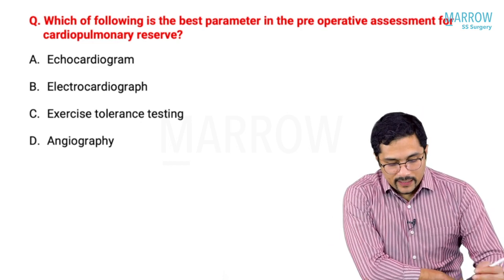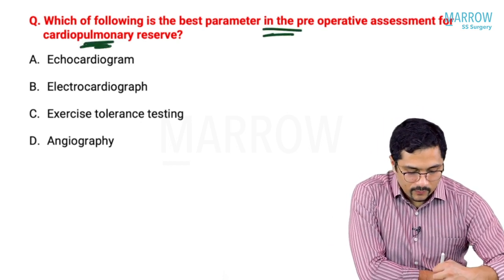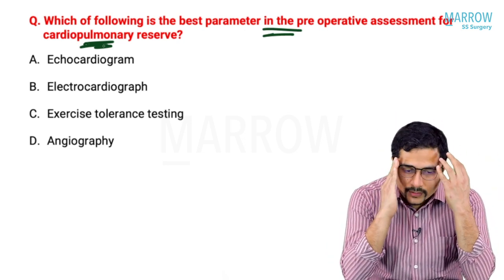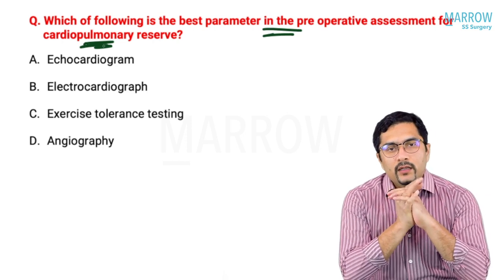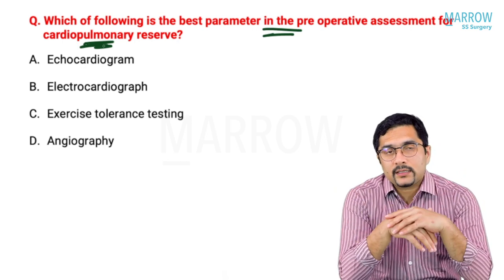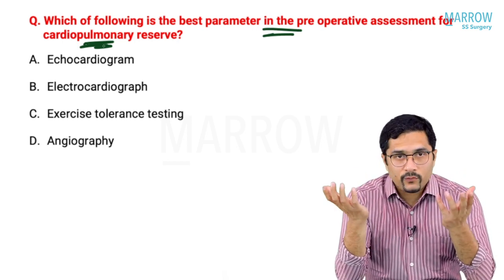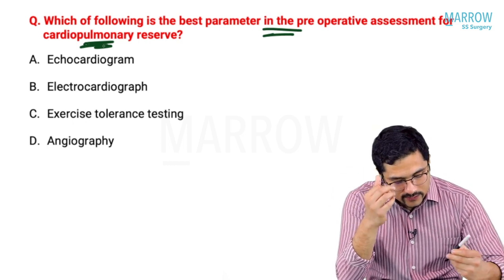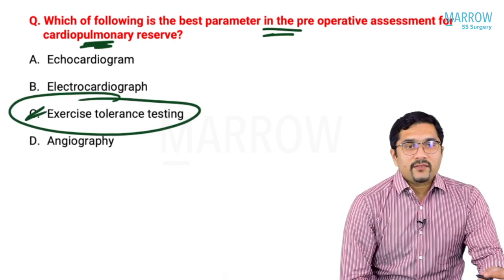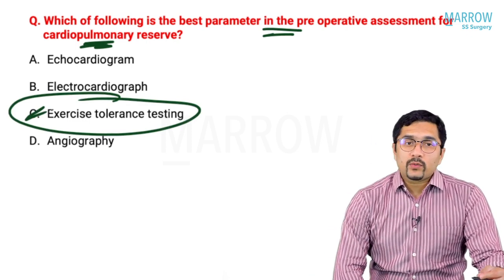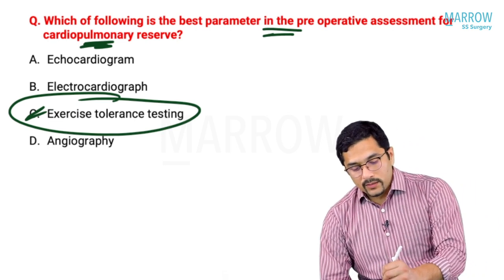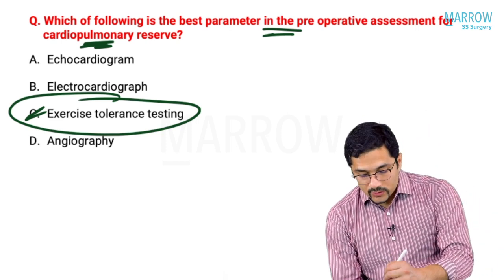Which of the following is the best parameter in the preoperative assessment for cardiopulmonary reserve? So, you must have seen any patient who comes in where you think that the cardiopulmonary reserve is not adequate, right? We will always ask them, can you climb one flight of stairs without becoming breathless? And if they have to undergo surgery, you send them for PAC, and the anesthetist is going to order an exercise tolerance test, right? So, a treadmill test. If they can't do a treadmill, then you will have to do a DSE, a dobutamine stress echo. So, that will tell us about the cardiopulmonary reserve in these patients.